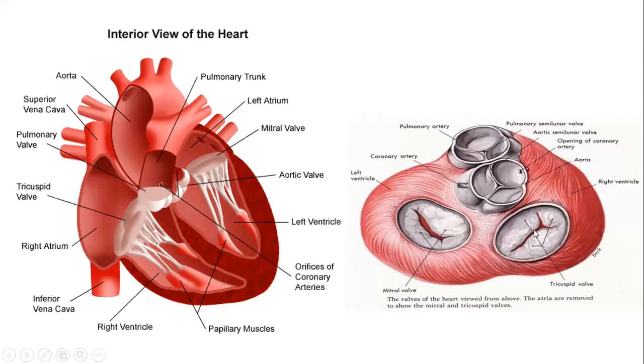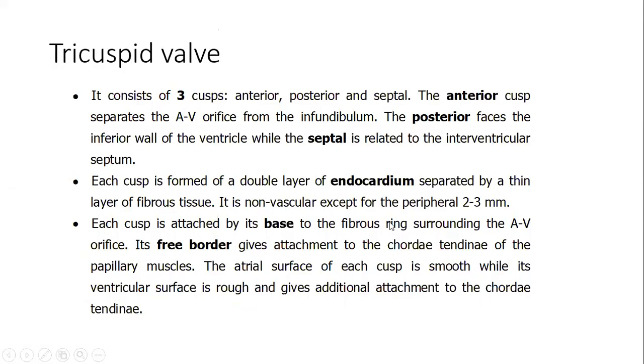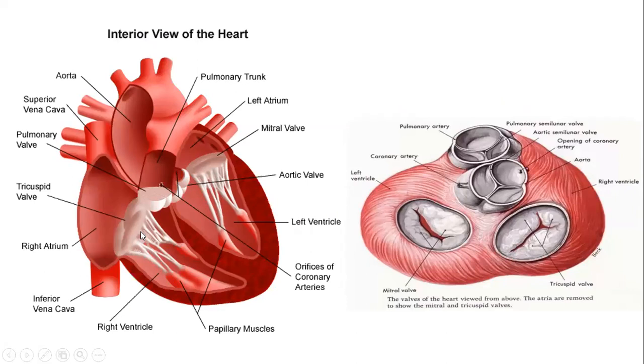Even the free border is not free; actually, it is attached to the chordae tendineae. So its free border gives attachment to the chordae tendineae of the papillary muscles. The atrial surface of each cusp is smooth, while its ventricular surface is rough and gives attachment to the chordae tendineae. Because of this attachment, the ventricular surface of the cusp becomes rough. But the atrial surface of the same cusp is smooth because there are no attachments above. So this becomes smooth.